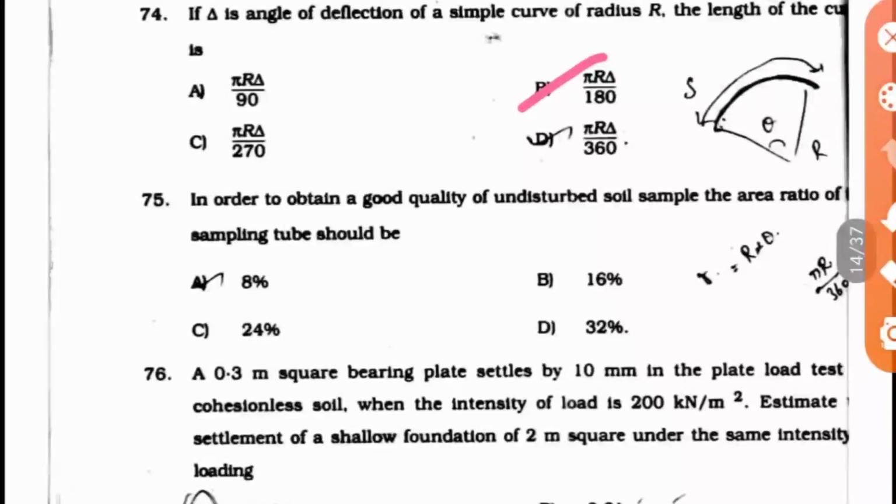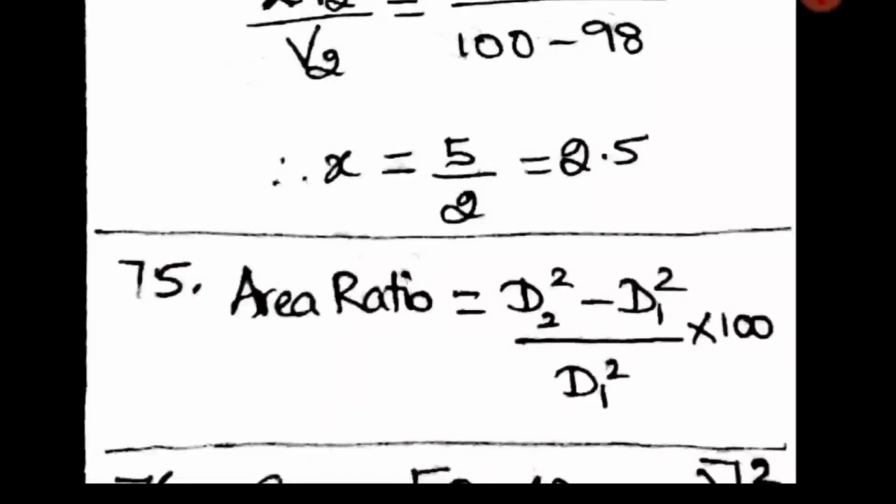Option B. In order to obtain a good quality of undisturbed soil sample, the area ratio of the sampler should be what? 8%. So the area ratio is defined as d2 square minus d1 square by d1 square. So this is the diameter of that cutter of the sampler. And then generally in the book they have given for undisturbed soil it should be less than 10%, but in the options there is only 8% below that value, so we are going for that answer.